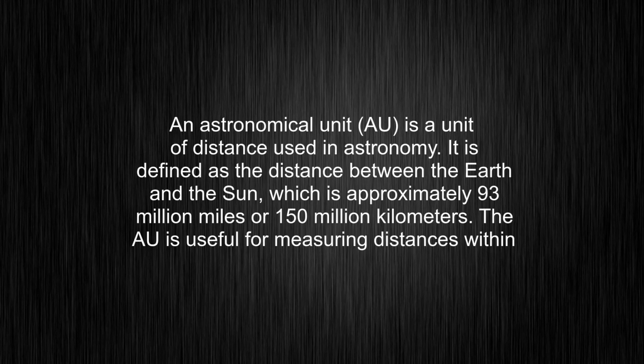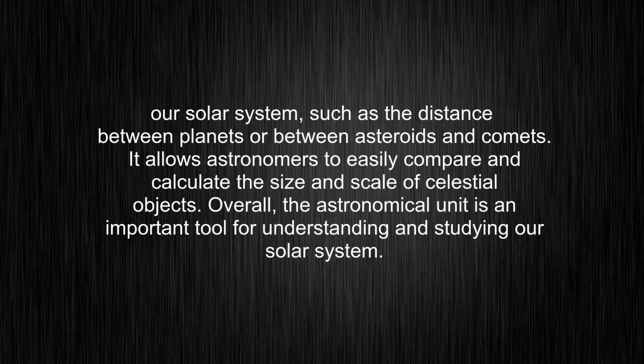An astronomical unit, AU, is a unit of distance used in astronomy. It is defined as the distance between the Earth and the Sun, which is approximately 93 million miles or 150 million kilometers. The AU is useful for measuring distances within our solar system, such as the distance between planets or between asteroids and comets. It allows astronomers to easily compare and calculate the size and scale of celestial objects.